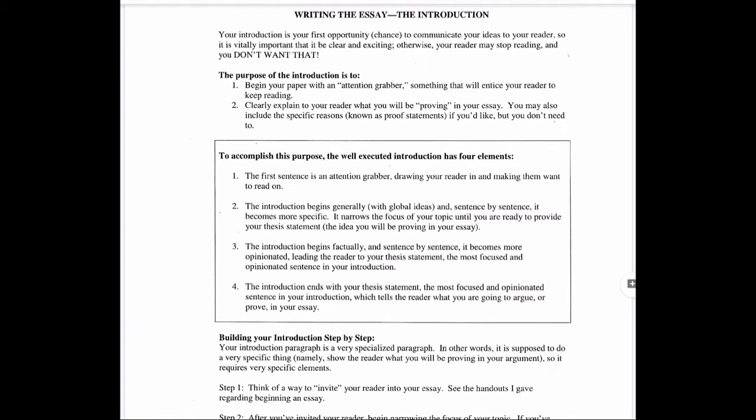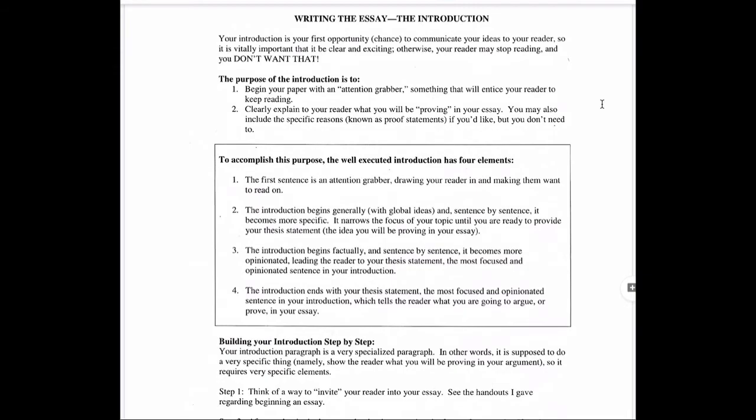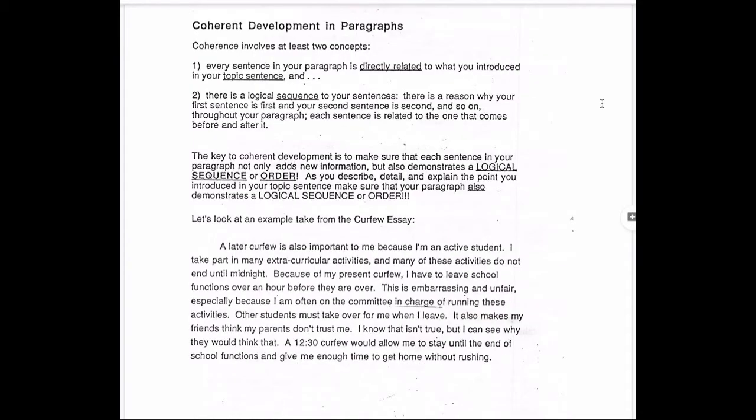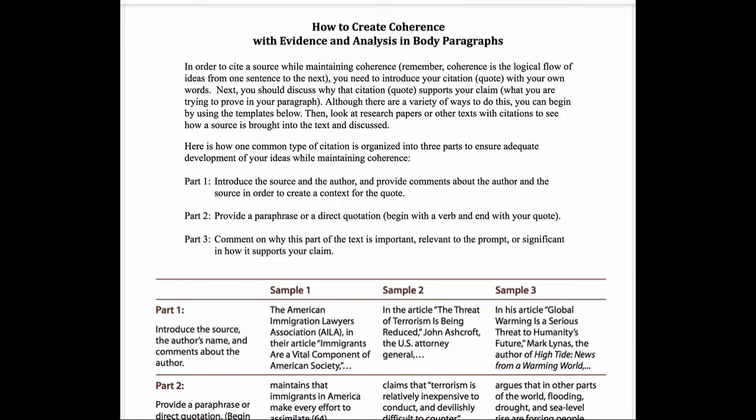Page 6 begins a breakdown of specifically how to write each of those paragraphs. So there's information on the introduction, the development of body paragraphs, how to create coherent development in your body paragraphs, and how to write the conclusion. Beginning on page 10 of your Writing Bible, we talk about how to create coherence when you are going to include textual evidence.